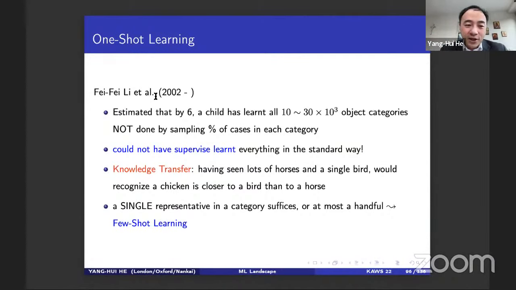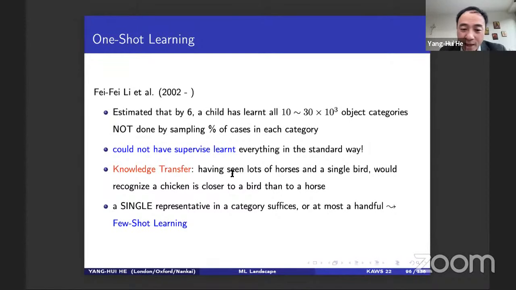So she had really good insight. She said, by the age of 6, every single child has learned something on the order of 10 to 30,000 object categories. And it is impossible that by the age of 6 that kid will have sampled through 20% of 30,000 categories. So what is the child doing? It's doing something called knowledge transfer.